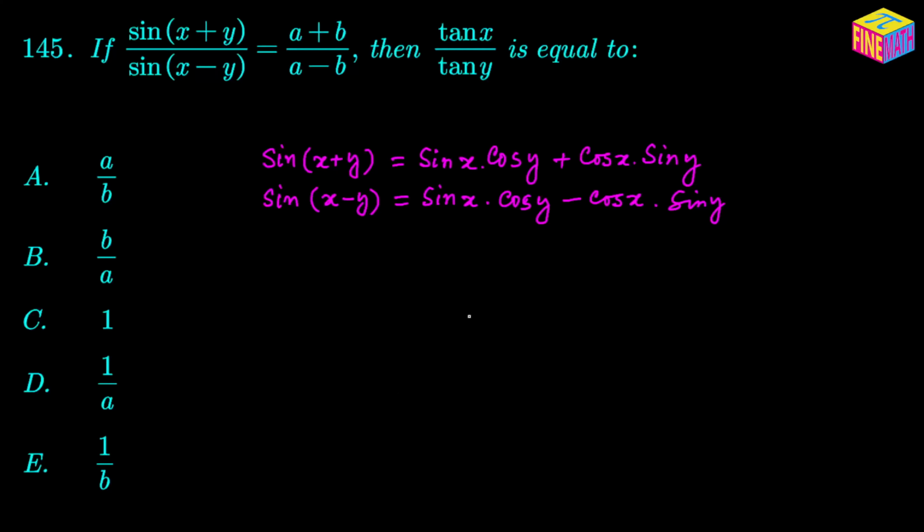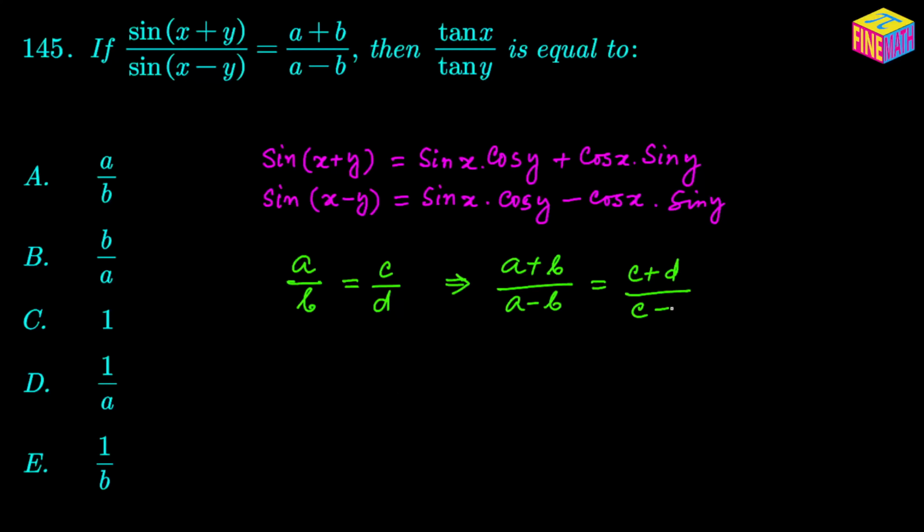Well, there is one property of proportion which is called componendo and dividendo. We can use that property to convert this into a single term ratio. So let's first try to understand what the componendo and dividendo property of proportion is. For example, if we have a is to b is equal to c is to d, then from here using the componendo dividendo property, we can say a plus b over a minus b is equal to c plus d over c minus d, and that's called the componendo dividendo property.